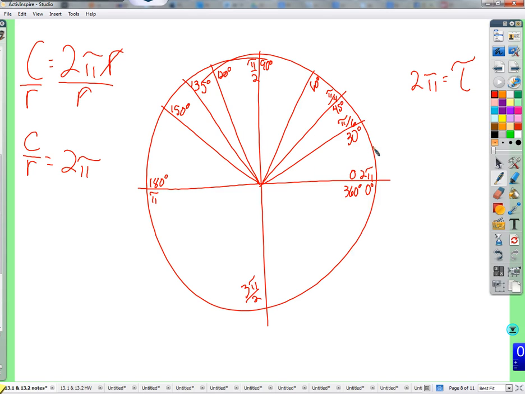Where's 2 pi over 12? Think about that. 2 pi over 12, cancel those. Pi over 6. 2 pi over 12s are pi over 6, 30 degrees. How about 3 pi over 12? That's 45. 4 pi over 12 is 60. 5 pi over 12 is 75. 6 pi over 12, right? Half of pi. Okay, so back here at 5 pi over 12, is there 75? I believe it.